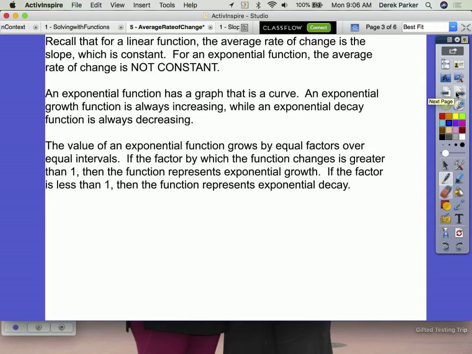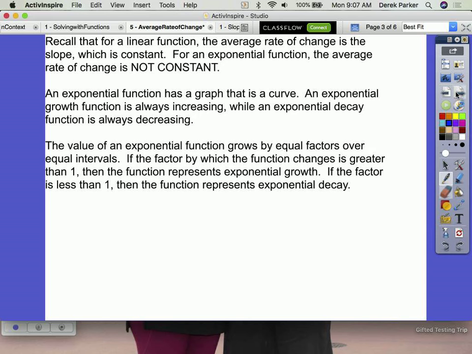For an exponential function, the average rate of change is not constant. Again, linear function, constant rate of change. Exponential function, not constant. An exponential function is a graph that is a curve. An exponential growth function is always increasing, while an exponential decay function is always decreasing.